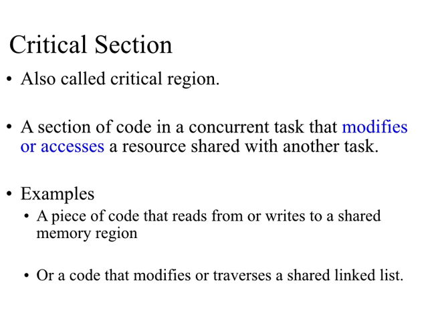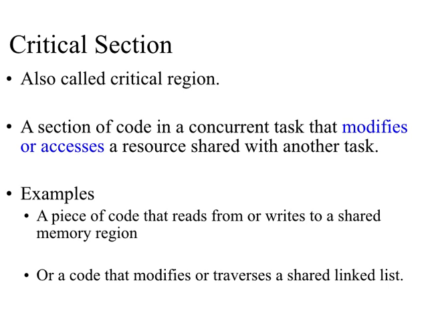An important concept in concurrency is the notion of a critical section. A critical section refers to any piece of code in a concurrent task that modifies or accesses a shared resource, a resource that is shared with another task. For example, if two processes are modifying a piece of shared memory, then any code that accesses or modifies the shared memory is part of a critical section.